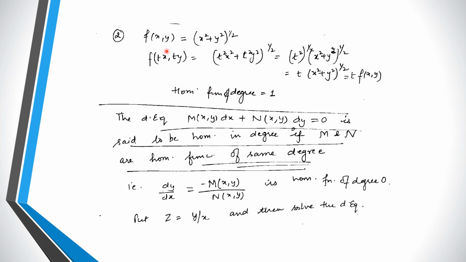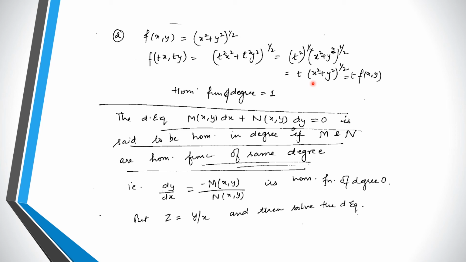See one more example. x square plus y square under root. So its degree is 2. But when you take the square root of this, you will have the degree 1. You can find this out with the help of the definition. When you replace x with tx and y with ty, after simplifying you will have t times f of x, y. So here the power is 1. So this is a function with degree 1.